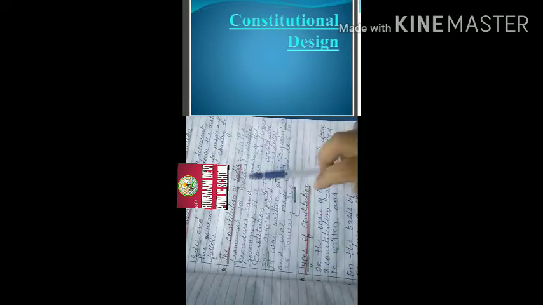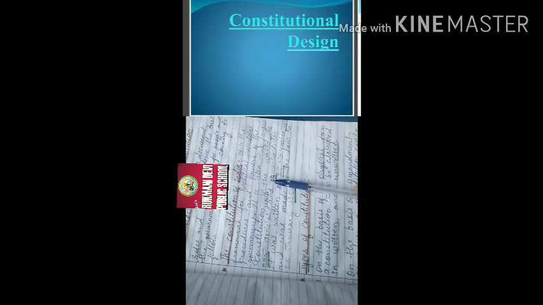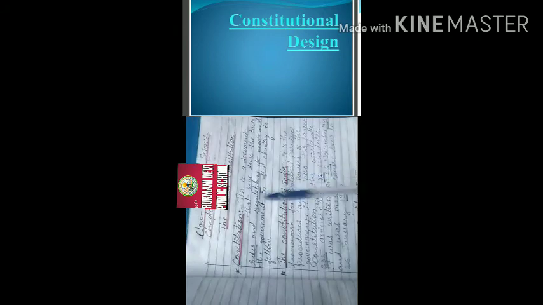In this chapter we are going to discuss the main features of the Indian Constitution. At present, most of the countries in the world have a constitution, and while all democratic countries have a constitution, it is not necessary that all countries that have a constitution have democratic systems.